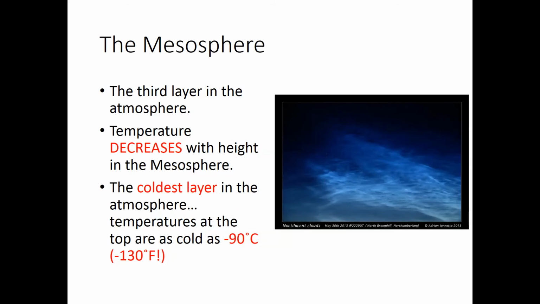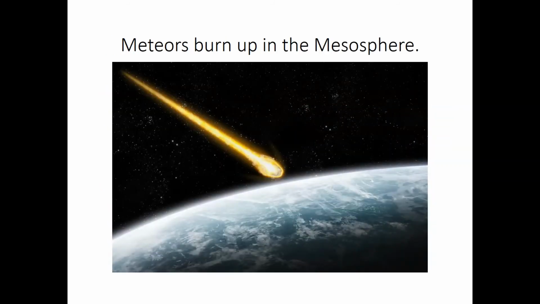Something else interesting happens in the mesosphere. The mesosphere is also the layer of the atmosphere where the air becomes thick enough for meteors approaching the Earth to begin to burn up. As they enter the mesosphere, the air density becomes great enough that they begin to feel friction and they burn up. So meteors begin to burn up in the mesosphere.